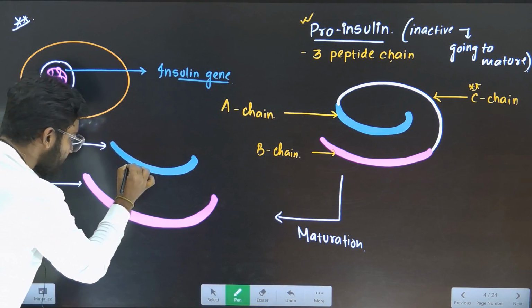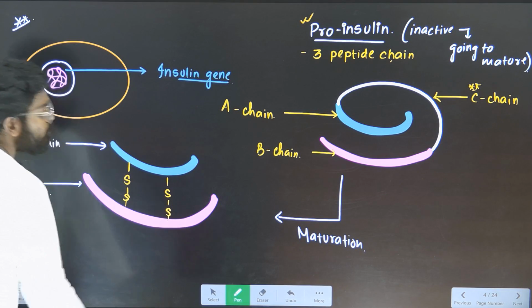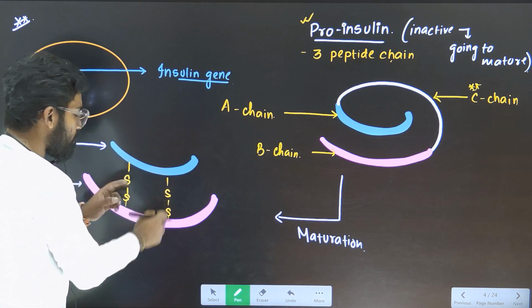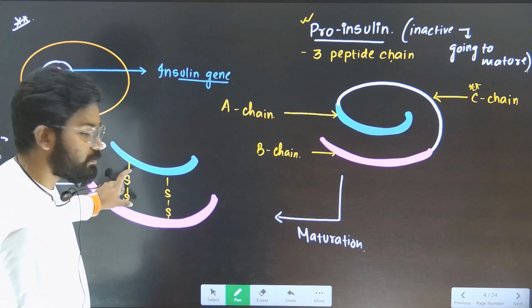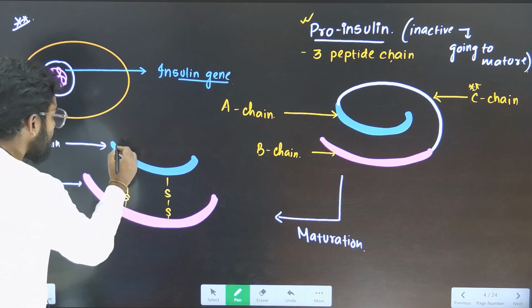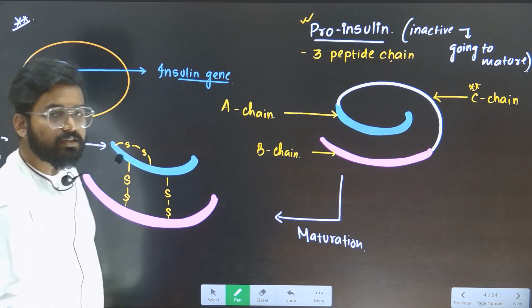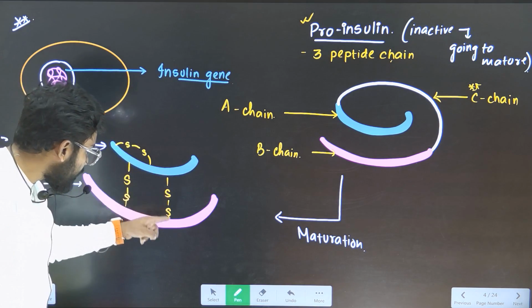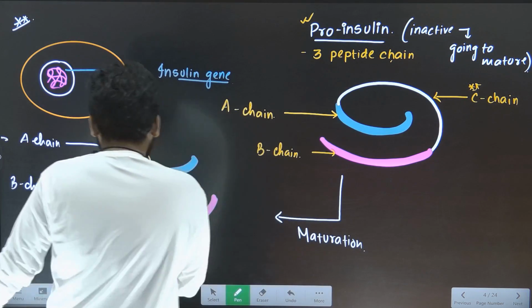These 2 chains are linked by disulfide bridges. We already know what a disulfide bridge is. So if the question asks what bond we see between the chains, it is a disulfide bridge. Also within the chain we see disulfide bridges. Clear? Within a chain we find disulfide bridges, and between A and B chain we will also find disulfide bridges. So this is the structure of matured insulin.